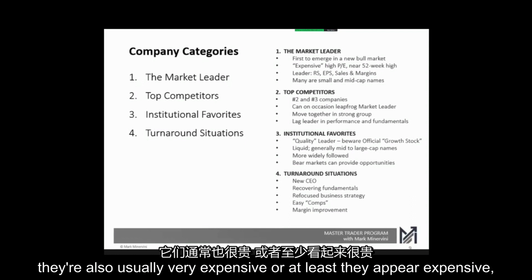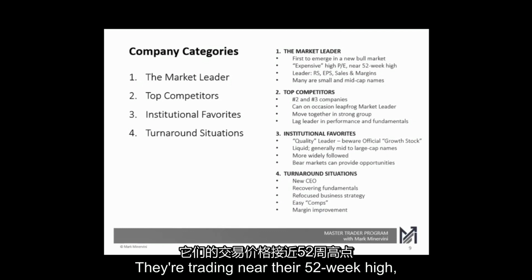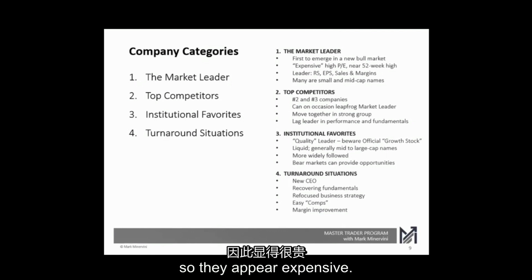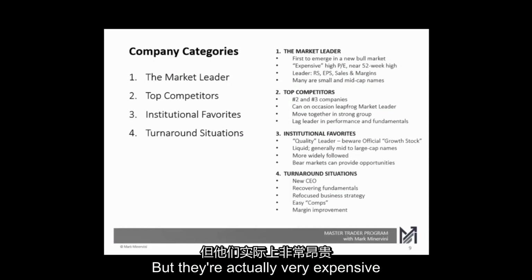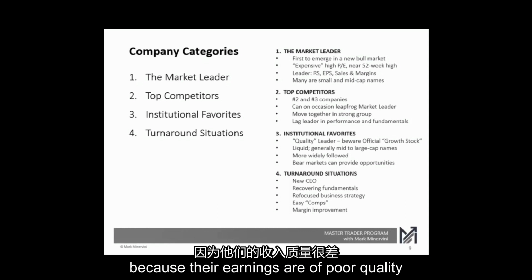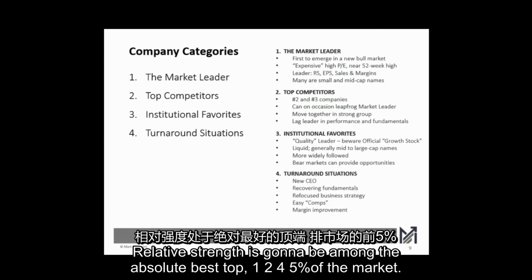They're also usually very expensive, or at least they appear expensive. They're actually cheap, but they usually have a high PE. They're trading near their 52-week high, so they appear expensive, but actually, some of the stocks that are really expensive are the ones near 52-week lows, and they look cheap, but they're actually very expensive because their earnings are of poor quality. With the leader, you're going to usually have very strong earnings, sales, margins, and relative strength is going to be among the absolute best, the top 1, 2, 4, 5% of the market.